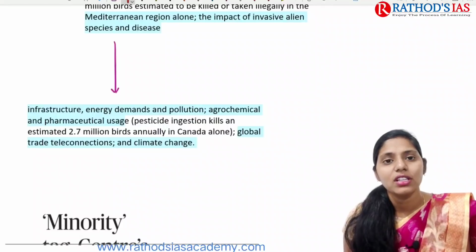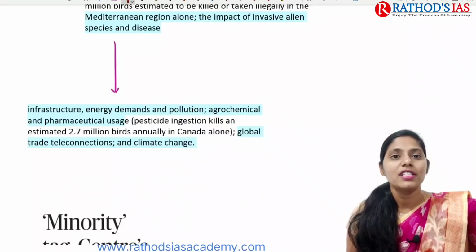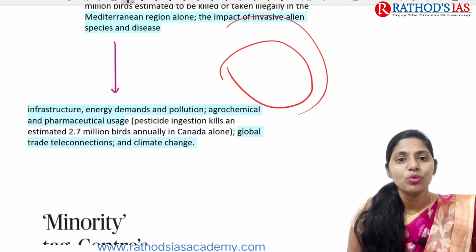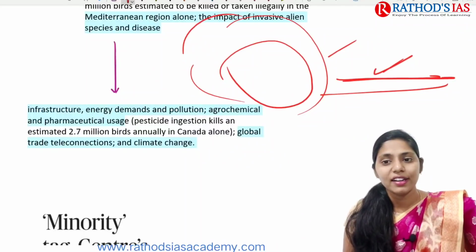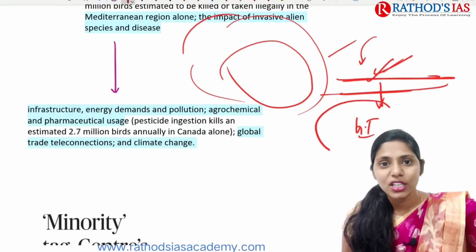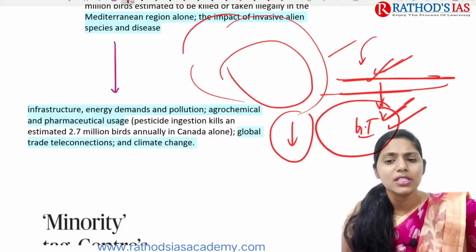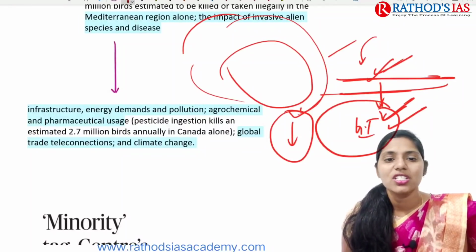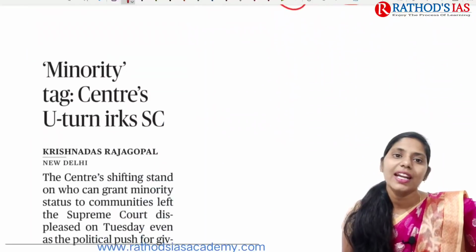The next one is infrastructure development projects and energy demands, such as constructing wind or electricity facilities. These pose an important threat to birds, especially wind: whenever windmills are moving, they cause harm to birds flying in the region. Electrification and electrical lines also have an impact. Because of electric lines, the Great Indian Bustard suffers much harm, as its numbers are decreasing very rapidly. And global trade communications and climate change are also important reasons for the decline of bird populations.